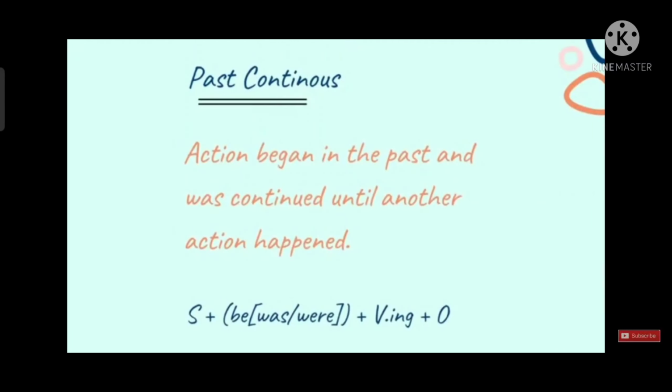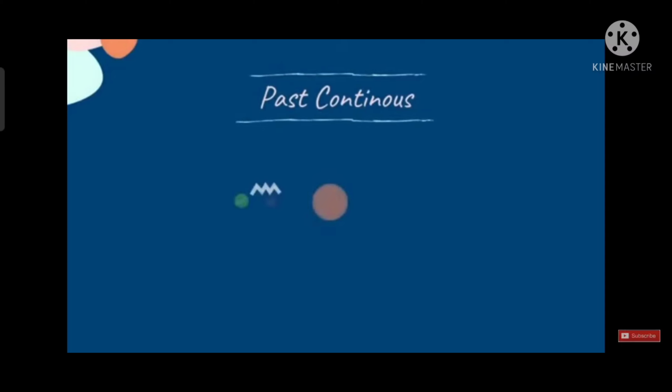So, let's get started. What is a past continuous tense? If an action began in the past and was continued until another action happened, then it is called past continuous tense. The structure of it is subject plus was or were plus verb's ing form plus object. Let's understand its placement in the timeline.